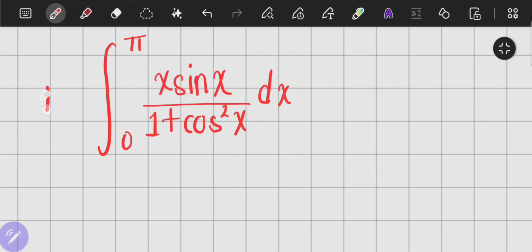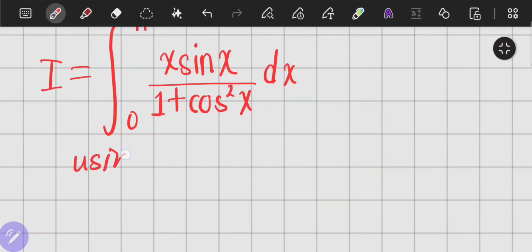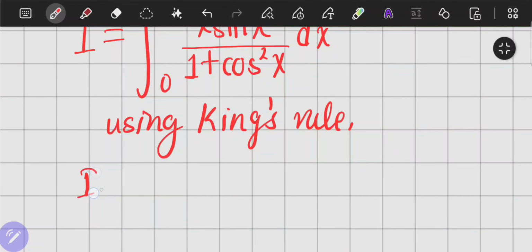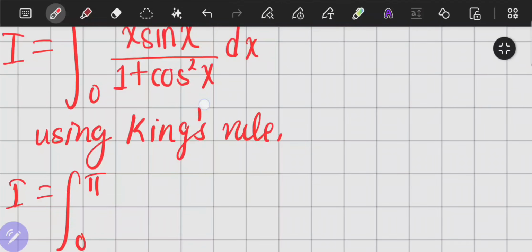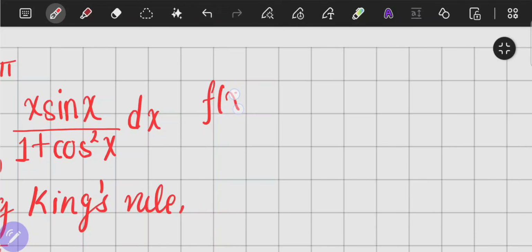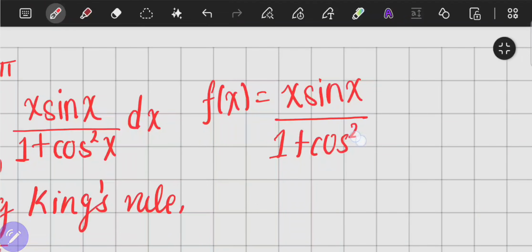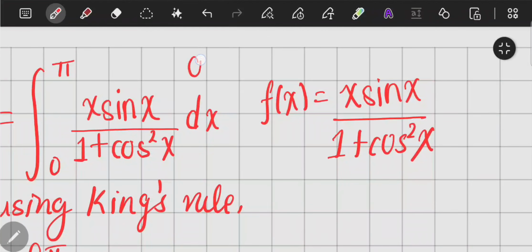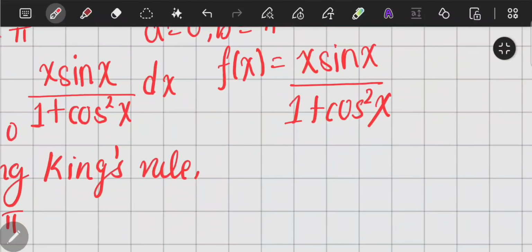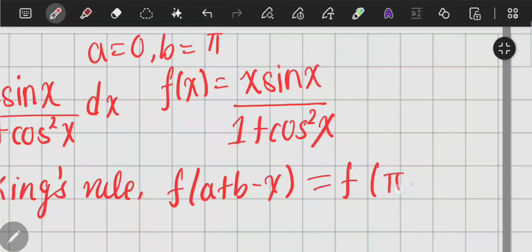So, first of all, let's denote this integral as I. Now, using King's rule, we have that I is equal to the integral from 0 to pi. First we have to figure out, since our function is f of x, which is x times sine of x over 1 plus the cosine squared x. Now this is f of x, and for this question, a is equal to 0 and b is equal to pi, which would mean that f of a plus b minus x would just be f of pi minus x.